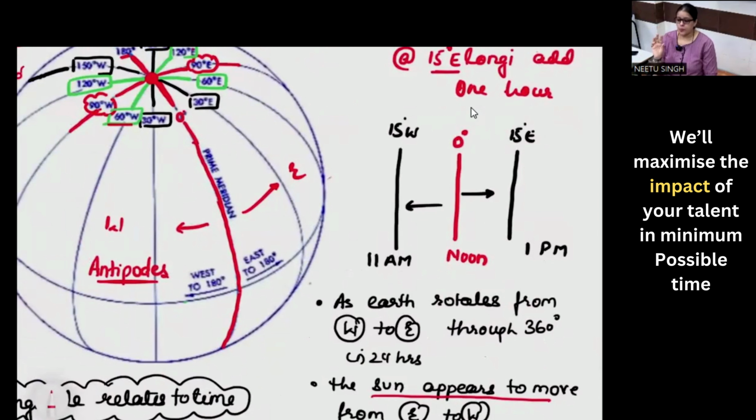As Earth spins on its axis, rotates on its axis from west to east in 24 hours, every 15 degrees longitude will have 1 hour time change. And I repeat, every 15 degrees longitude will have 1 hour time change.